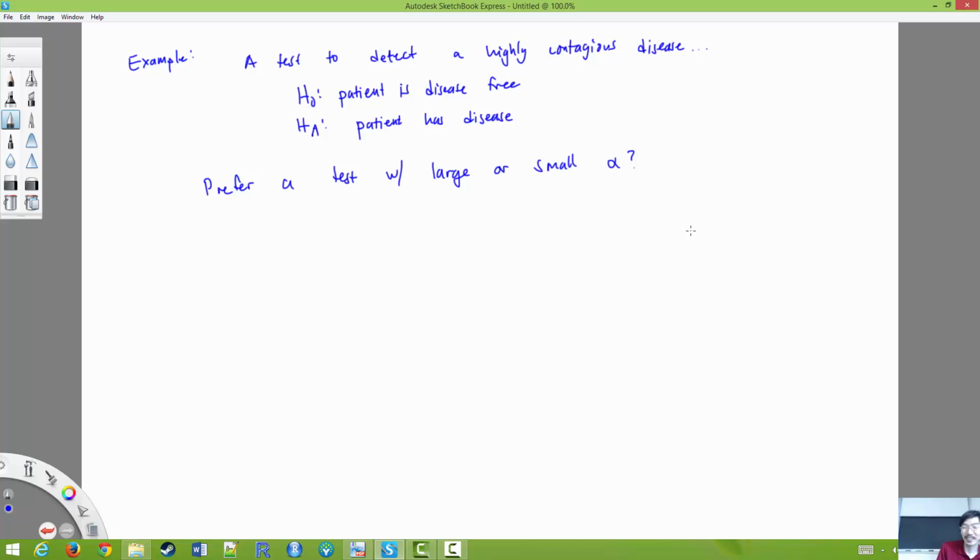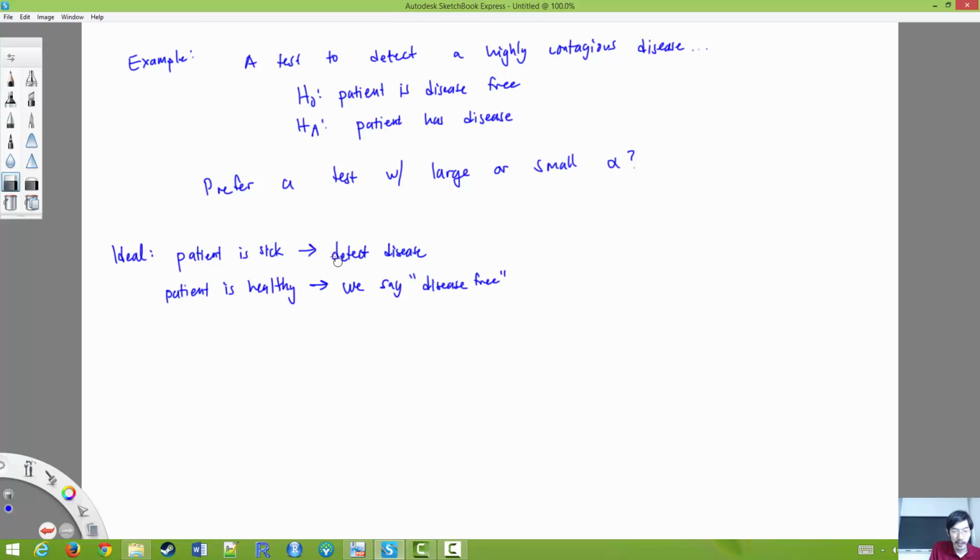a patient. Sorry. Okay. So ideally, let's just talk about the ideal case. Ideal case, the patient is sick, we say you have the disease. And if the patient is healthy, ideally our diagnosis is we say disease-free. Okay, so that would be the ideal case, right? Patients who are sick, who have the disease, we say you have the disease. And if the patient is healthy, doesn't have the disease, we say you are disease-free.